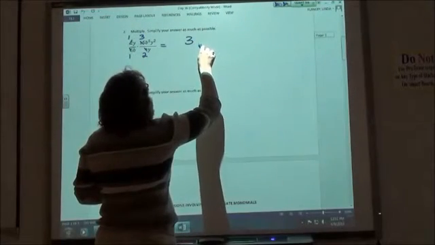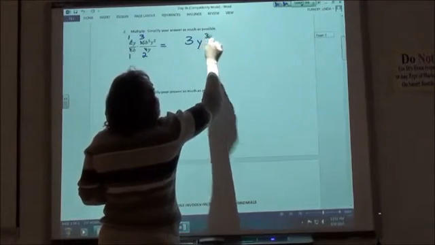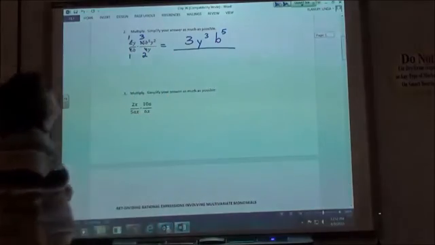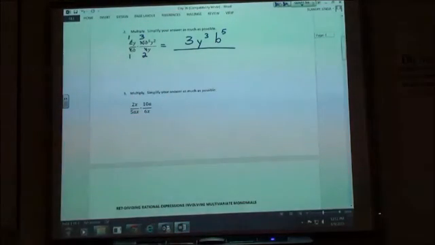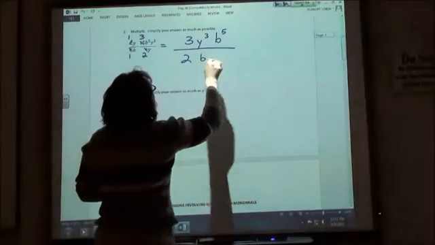You were going to put the variables in there too? Yep. So we got y to the 3rd and b to the 5th. Okay. Which then should be in order alphabetically. That's okay. We'll just might write the other ones the other way around. So on the bottom, what are we left with? We're going to have 2by. 2b and y.